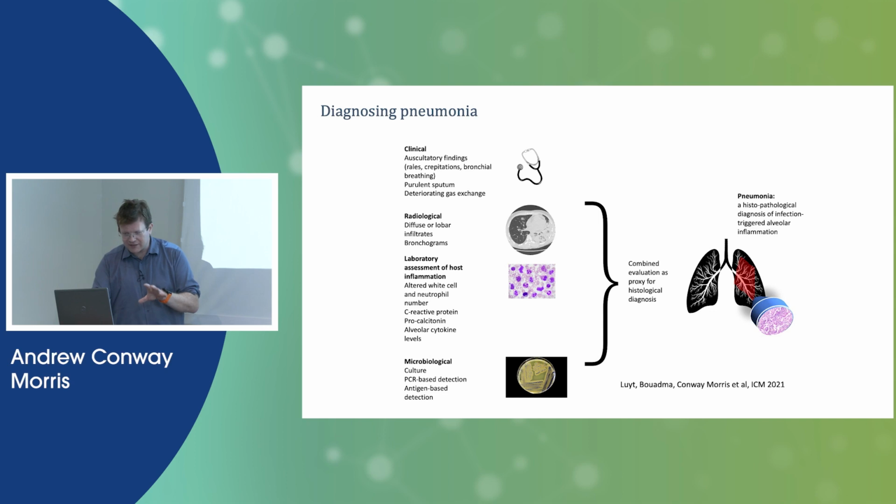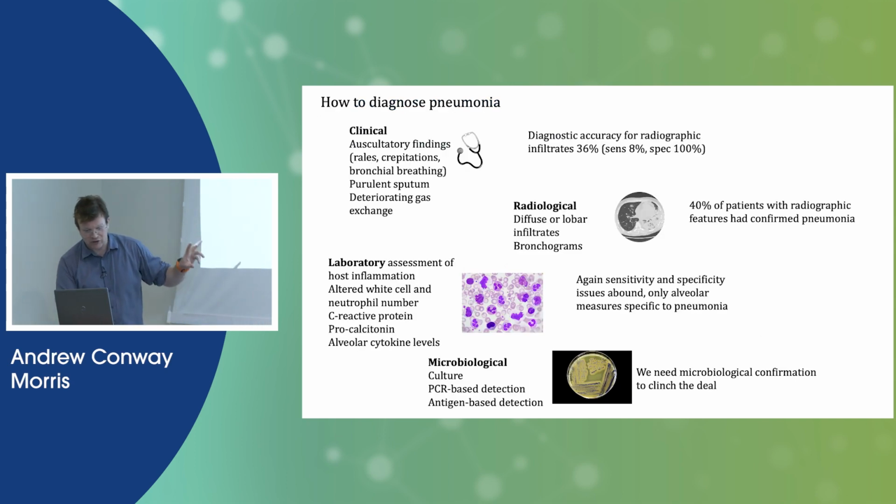Now, this is data, and there's an obvious error in here because I've got my sensitivity and specificity the wrong way around. I noticed that on the train this morning, so I apologize. But this is focusing on ICU. In ICU, your clinical findings of pneumonia, so to speak, are pretty rubbish. Okay, they're very sensitive, but they're so non-specific as to be almost useless. And that's actually just for predicting radiographic infiltrates, let alone pneumonia itself.